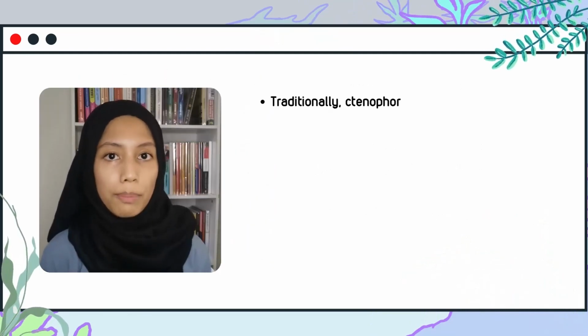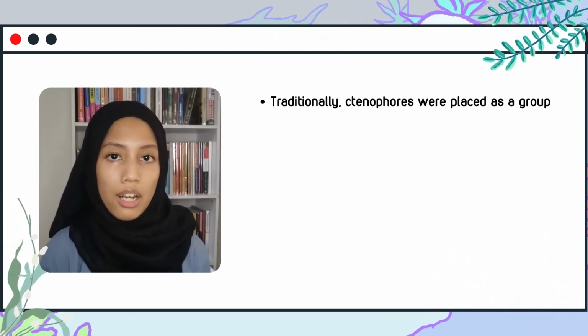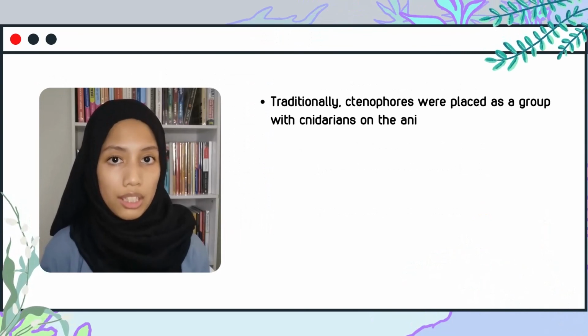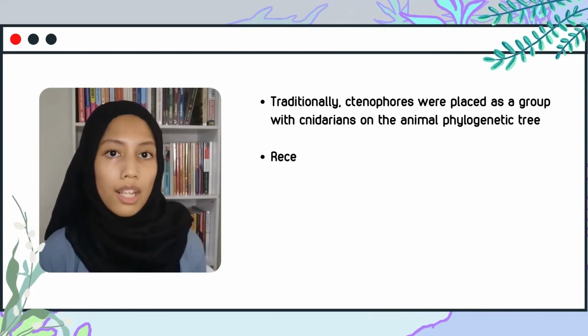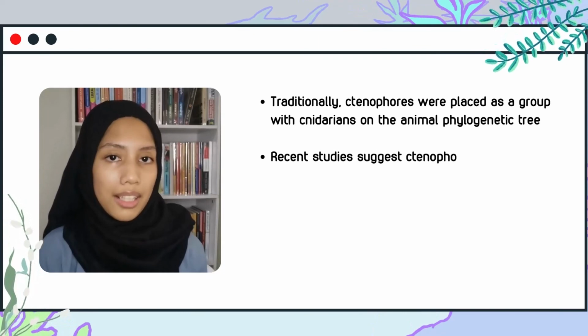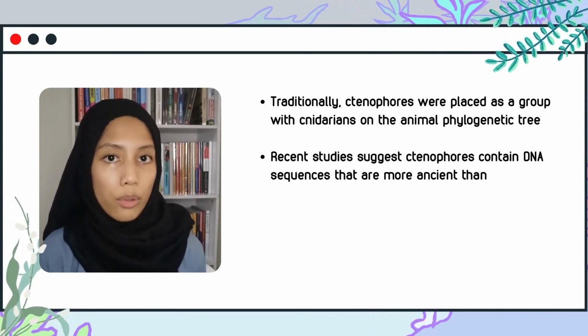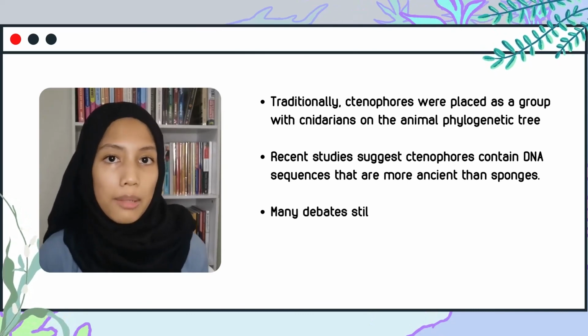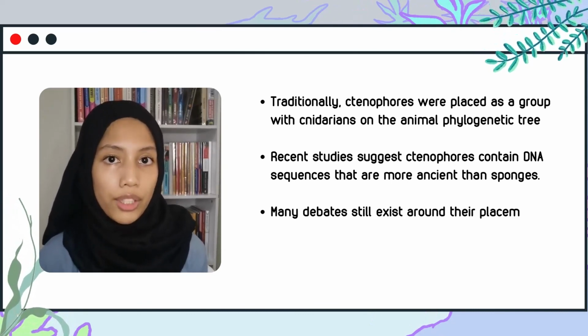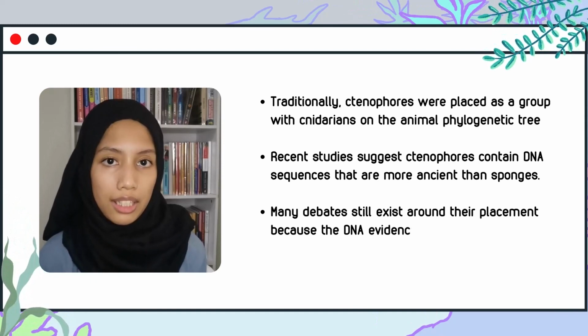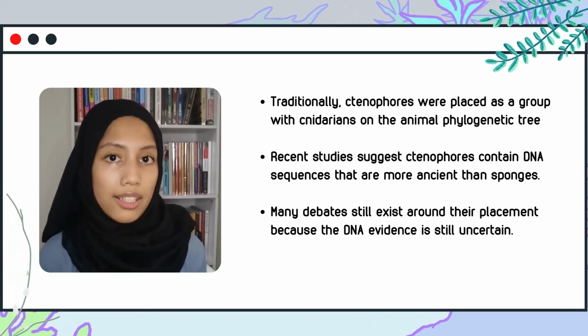Traditionally, ctenophores were placed as a group with the cnidarians on the animal phylogenetic tree that included the sponges. However, recent studies suggest that ctenophores contain DNA sequences that are more ancient than those of sponges. Therefore, many debates still exist around their placement because the DNA evidence for these ctenophores is still uncertain.